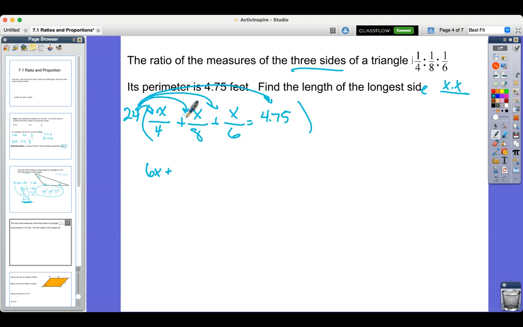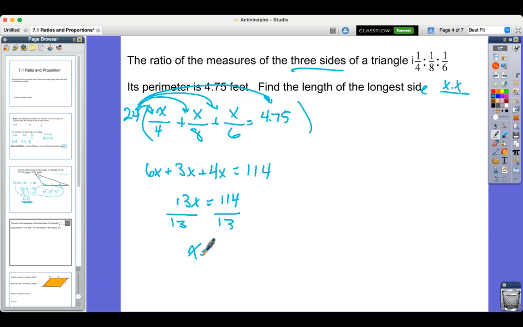8 goes into 24 3 times. So we get 3 times the x. And then 6 goes into 24 4 times. That gives me 4 times x. And that equals, we take 4.75 as well times 24. It gives us the number 114. Now we put it all together, we get 13x equals 114. We divide by 13 on both sides to solve for x.